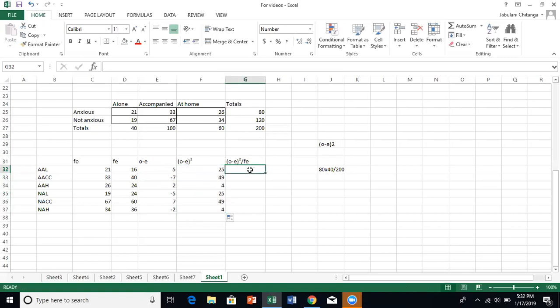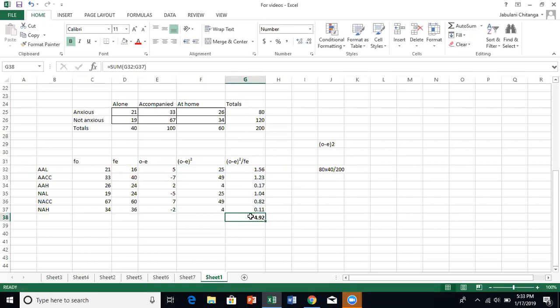And then for this, it means that this answer divided by FE. So it means that 25 divided by 16. So you also move your cursor in there, and then the equal sign. And then like what I said, you want 25 divided by 16, and then enter. So 1.56. And then you do the same, you drag it down, and then release. So we want the total of that. So you want the sum of that. So enter.